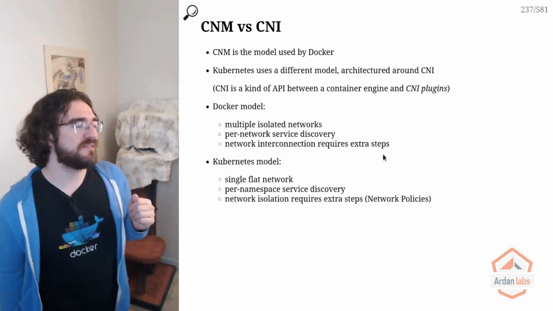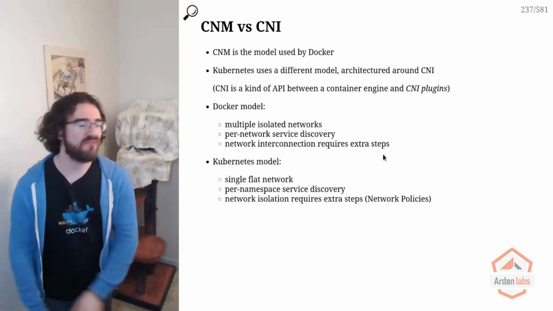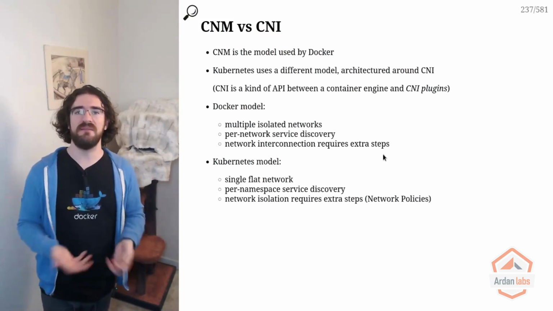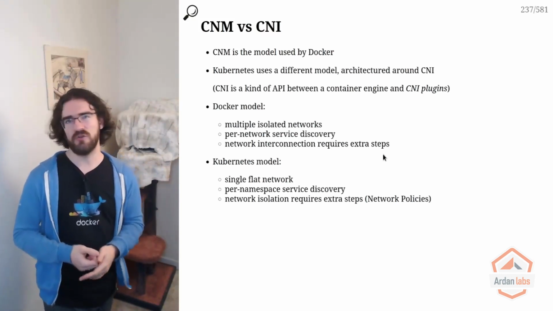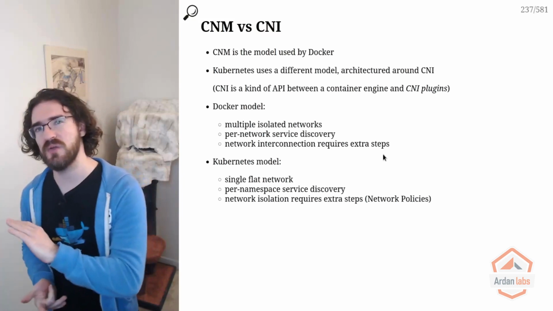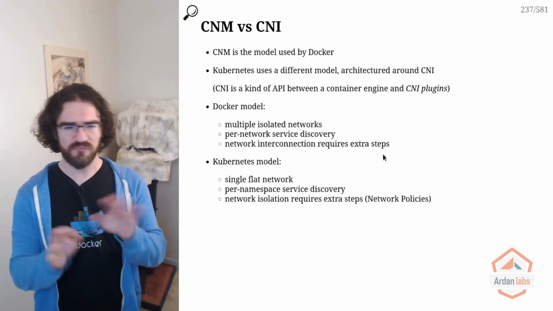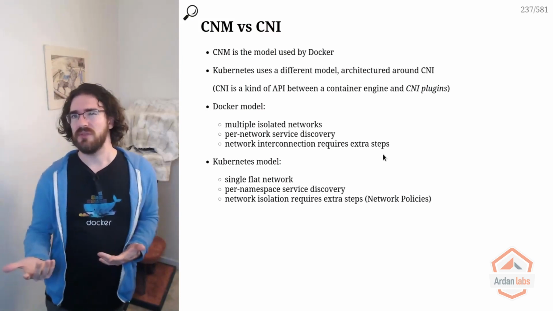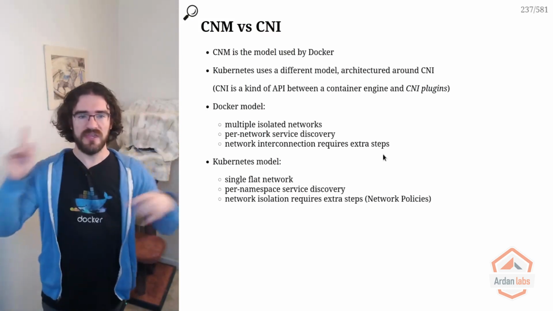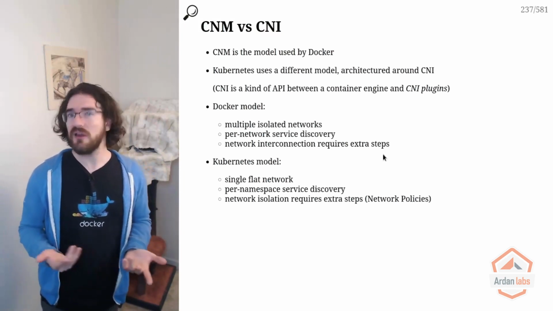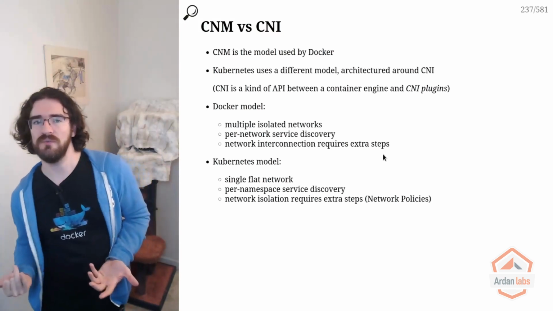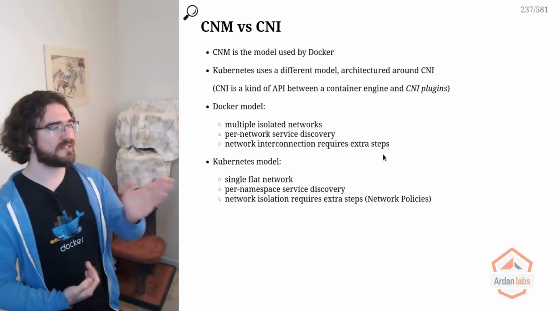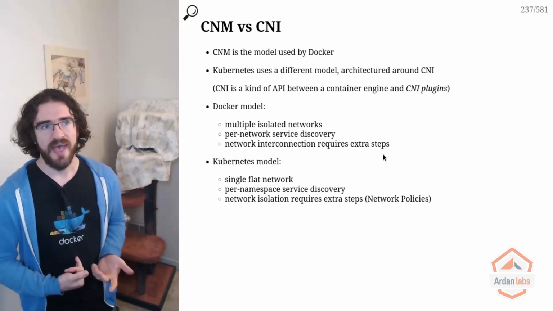In Kubernetes, what's the difference? In Kubernetes, you have one big network and all the containers are on the same network. Small detail, in Kubernetes, we don't call them containers, we call them pods, but for now, we can say same thing. So by default, on Kubernetes, everything can communicate with everything else. So arguably, it's less secure, but if you want, you can add isolation with a mechanism called network policies.